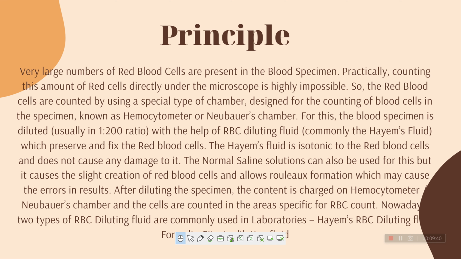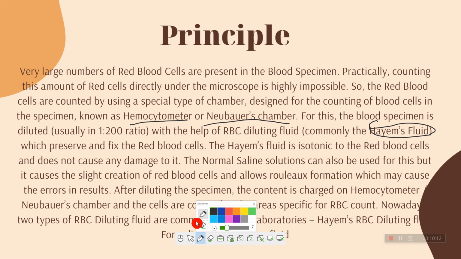Alright, a special type of chamber is used for counting the blood cells in the specimen, which is your EDTA blood. The special chamber is called the hemocytometer or the Neubauer's chamber. You can also see it written here. The method we are using here is Hayem's method. Hayem's method is so called because of the reagent we are using, Hayem's fluid. It was given by the scientist Hayem.